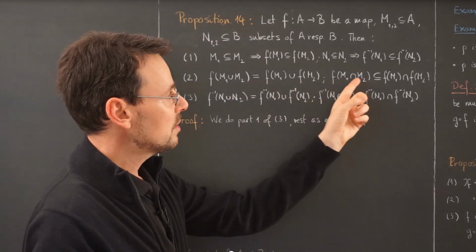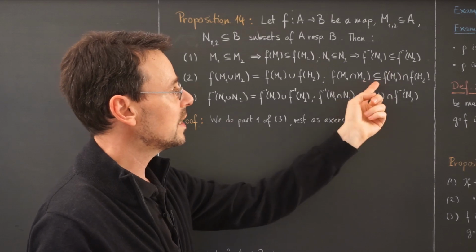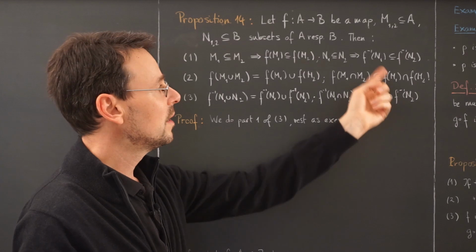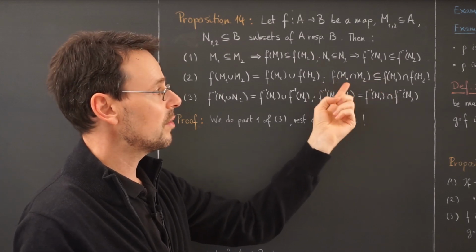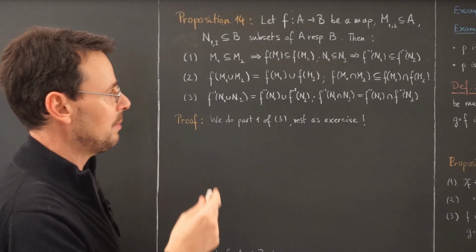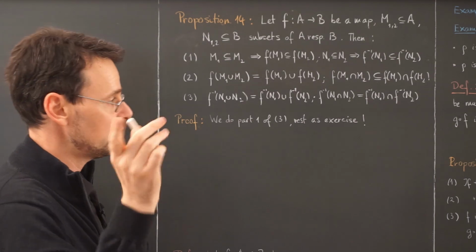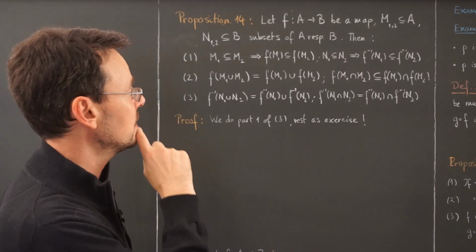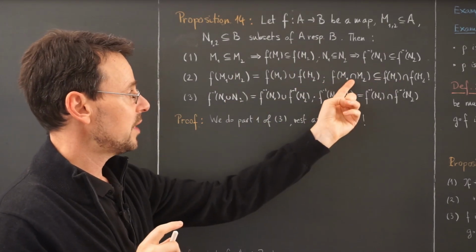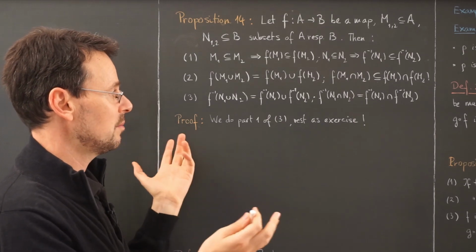With intersections you have to be careful. The image of an intersection is only a subset of the intersection of the images. This set here might become smaller by mapping it. We will give an example, or you will. This is going to be an exercise. So here, careful when dealing with intersections of sets, but taking preimages is unproblematic in both cases.